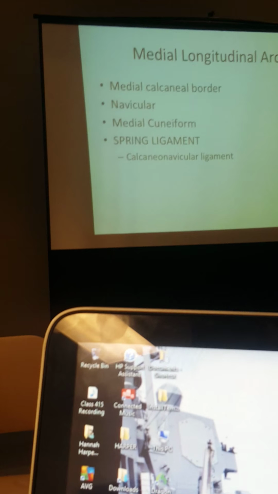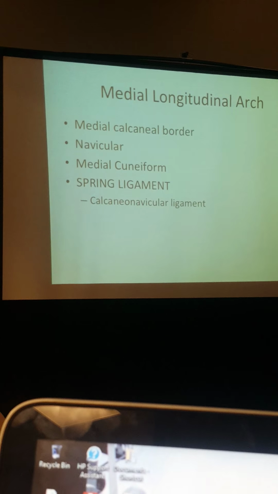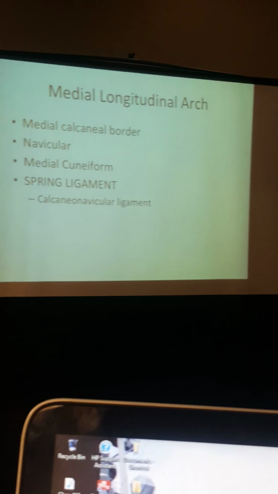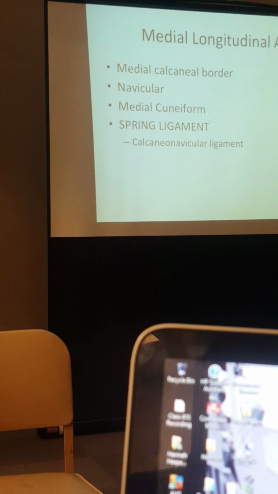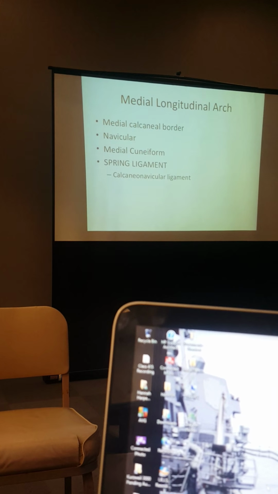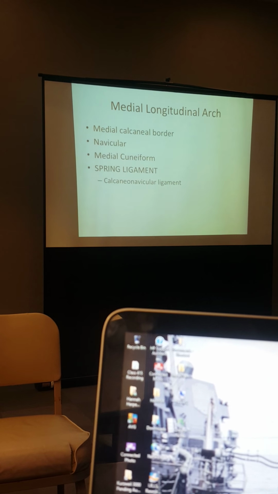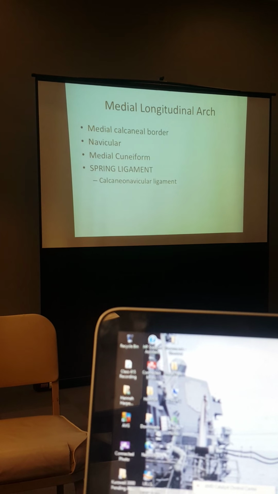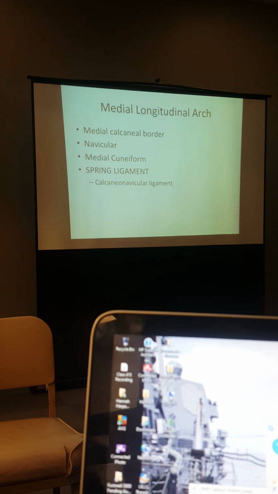Spring ligament. Yes. So you have this calcaneonavicular ligament. That's why when you look at a foot that doesn't have pes planus or too high of an arch, they have a little bit of a curve in that arch, which is higher than the lateral arch, the tarsal arch, and the metatarsal arch. So that makes sense to you.